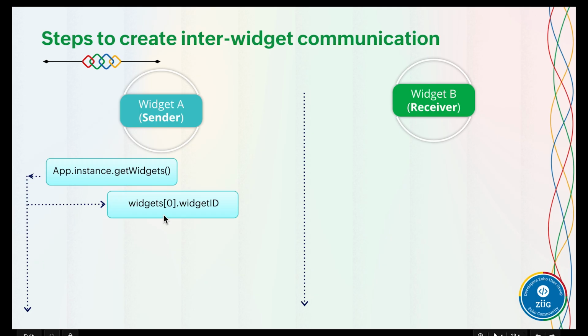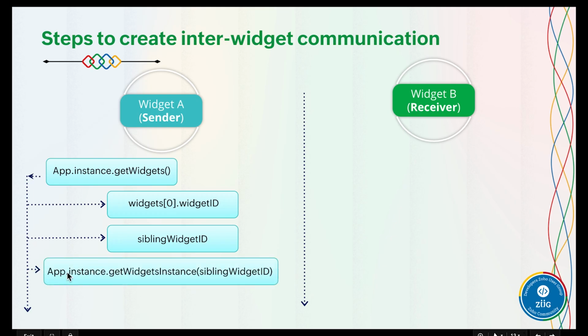And once we get the widget ID value, we will save it to a variable, and here I have provided the name as sibling widget ID. For your implementation, you can use any variable name as per your choice. So with this, we will have the desired widget's ID, and then, as I mentioned, we will be using the second SDK method, which is app.instance.getWidgetInstance, where we will pass this variable and get the whole instance of the desired widget.